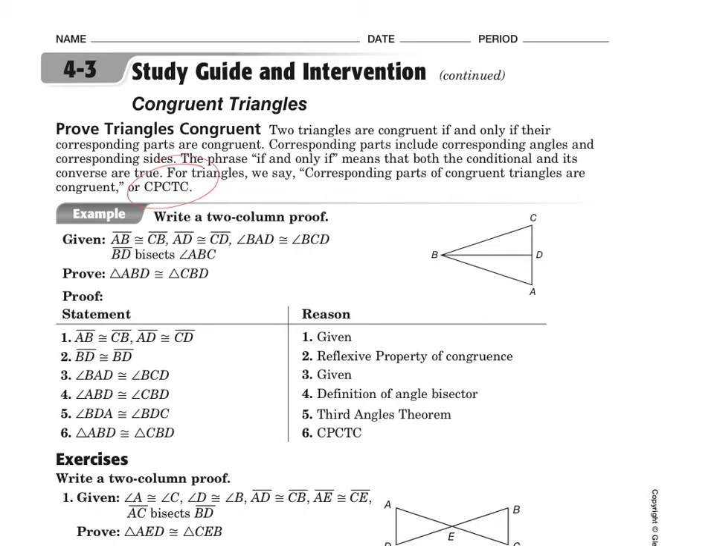Then we have an example proof. It says write a 2-column proof. So as you're doing this, you should mark your triangle. We know that AB is congruent to CB. We know that AD is congruent to CD. We know that angle BAD is congruent to angle BCD, and that BD bisects angle ABC. So we have some more angles that are congruent.